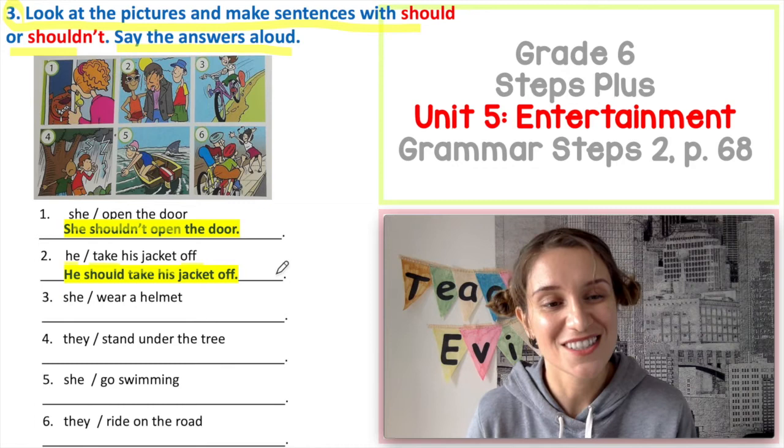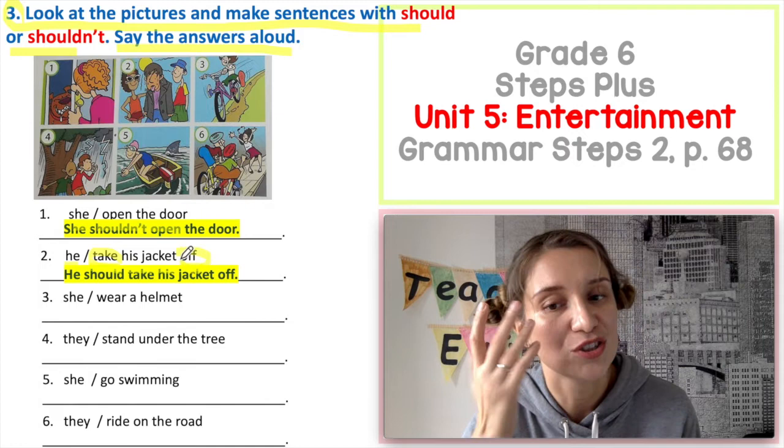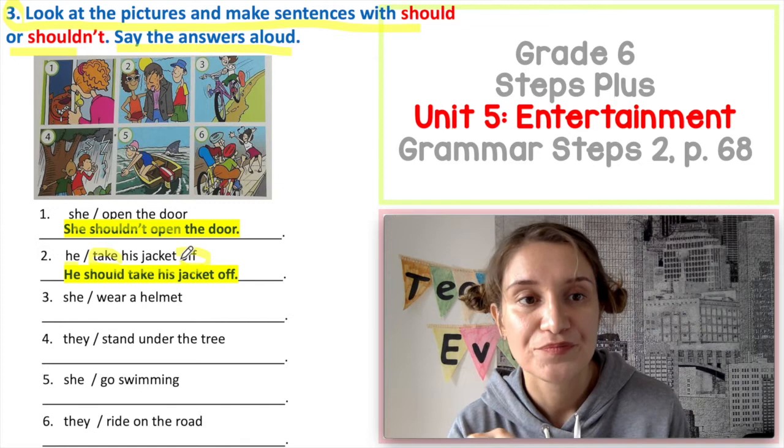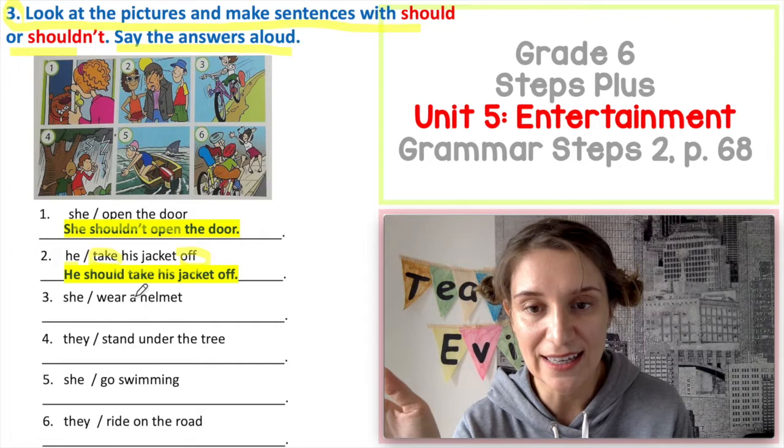Tutaj można by się łatwo pomylić, jeśli nie znacie czasownika take off, że to znaczy ściągnąć, bo jakbyście zaczęli się domyślać, że to może znaczy nosić, wear, W-E-A-R. To byście pisali, że he shouldn't wear or he shouldn't be wearing his jacket. On nie powinien mieć na sobie kurtki, bo jest gorąco. Tak więc trzeba wiedzieć, że take off to jest ściągnąć.